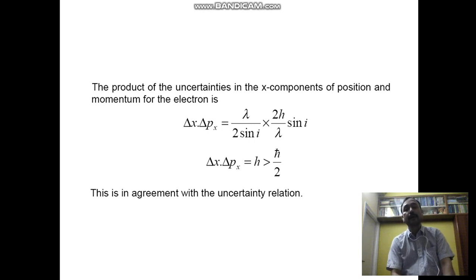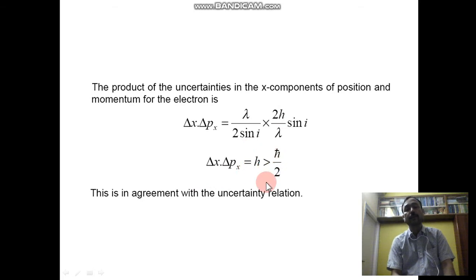The product of uncertainties in the x components of position and momentum for the electron: delta x means lambda by 2 sin I, delta px means 2h by lambda sin I. So delta x delta px is equal to lambda by 2 sin I into 2h by lambda sin I. So delta x delta px is equal to h, which is greater than or equal to h cut by 2.